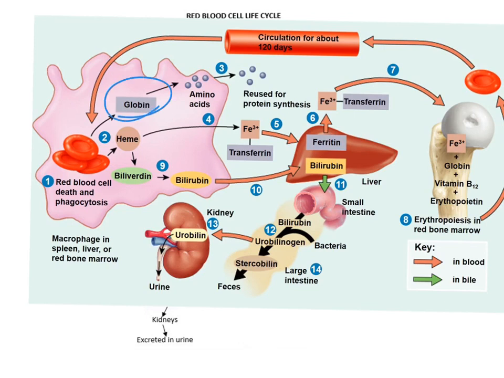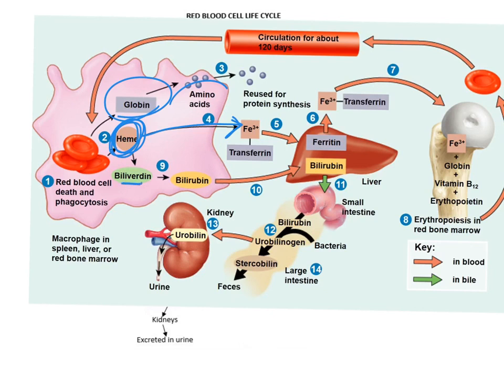We looked at the fact that the protein part is going to get broken down into amino acids and then reused for protein synthesis, and that the heme component was broken down, and the ferric ion followed the path that we just took. Now what we have to look at is what happens to the non-iron component of the heme group. And so now we're going to be skipping to stage 9.